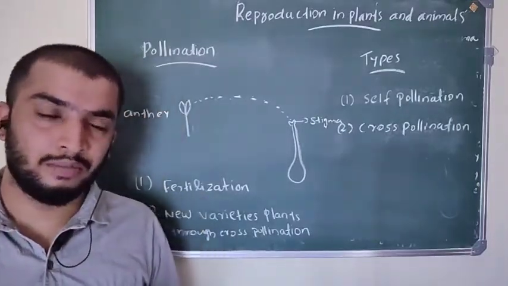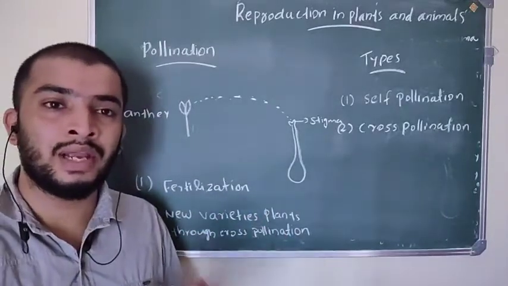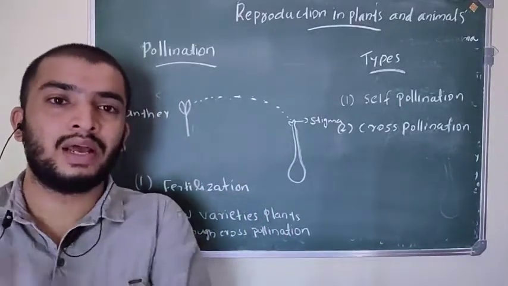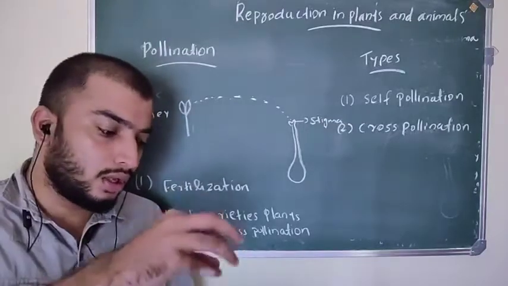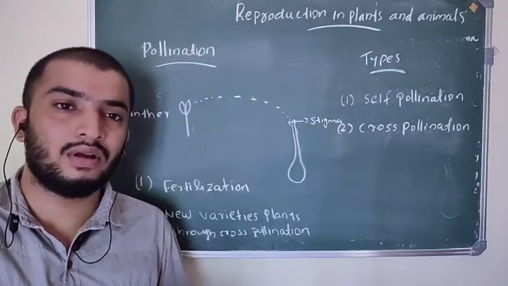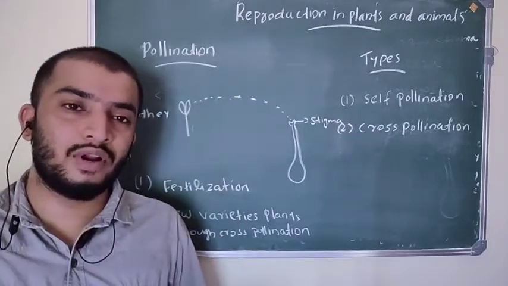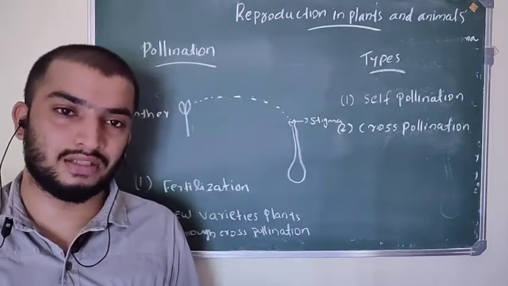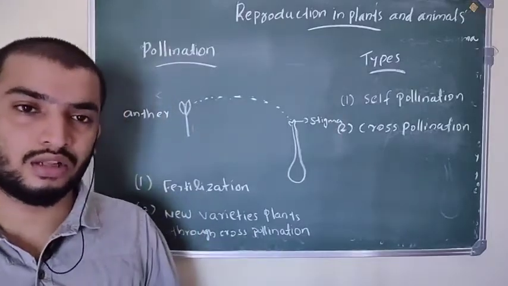Then what is cross pollination? Cross pollination means one plant has a male flower, and another plant has a female flower. So the pollen grains which transfer from the male flower to the female flower present on another plant, that is cross pollination. That is the main point.